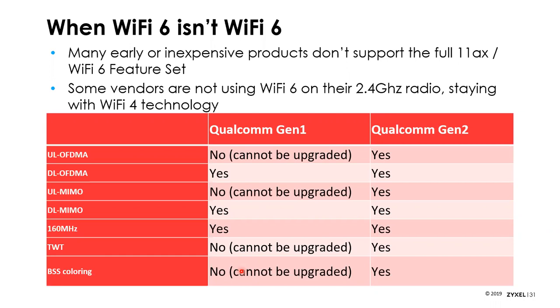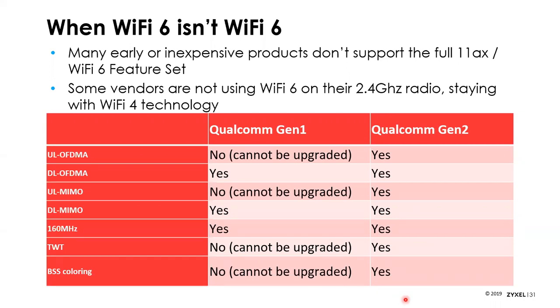So at the moment, everything that Zyxel is putting out that's Wi-Fi 6, from the NWA 110AX to the WAC 650S, is all using later generation chips and support all of the key features that are part of Wi-Fi 6. So when you're buying a Zyxel Wi-Fi 6 AP, you don't need to worry about this.